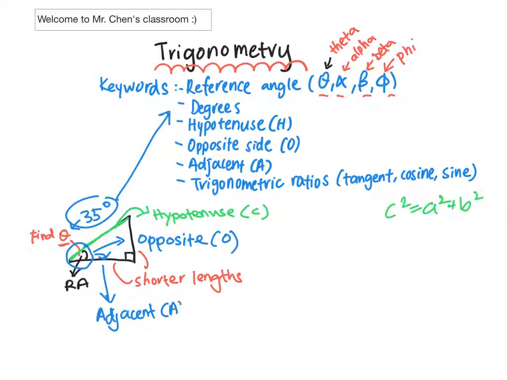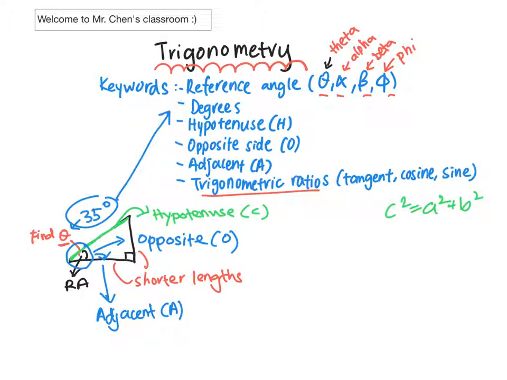Please make sure you remember this, because it will become very useful when you look for the trigonometric ratios, that is tangent, cosine, and sine, which I will explain later down the track.